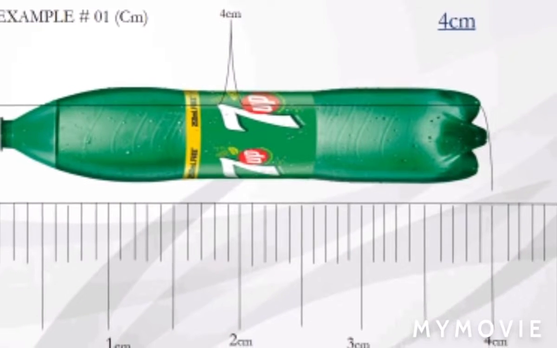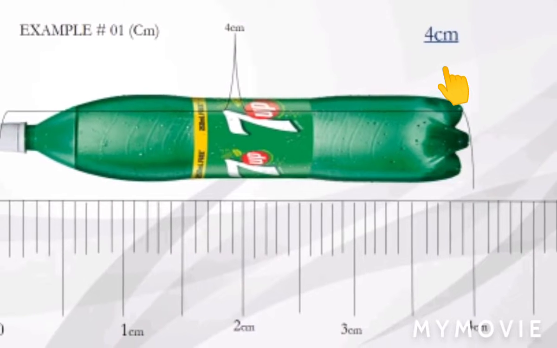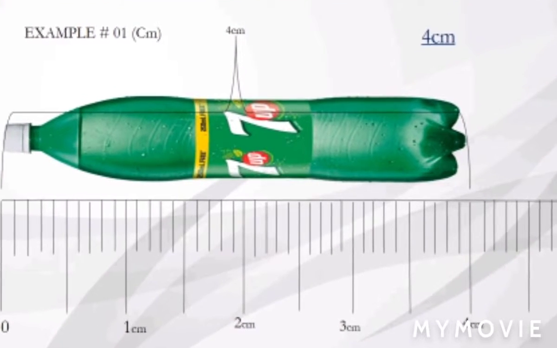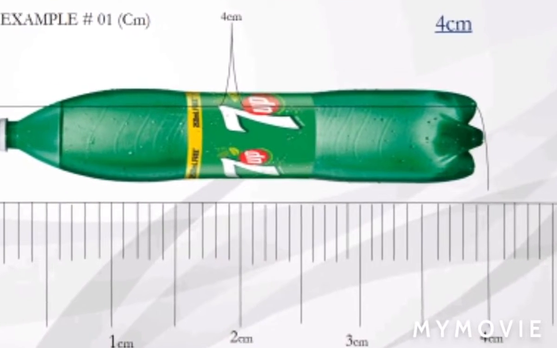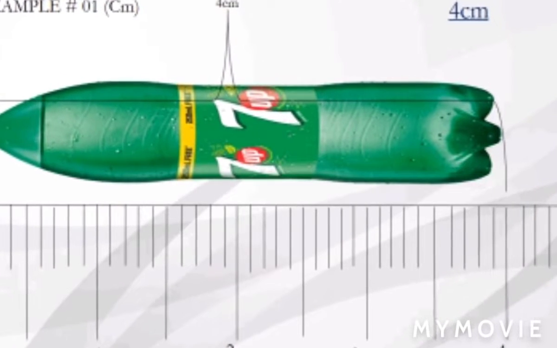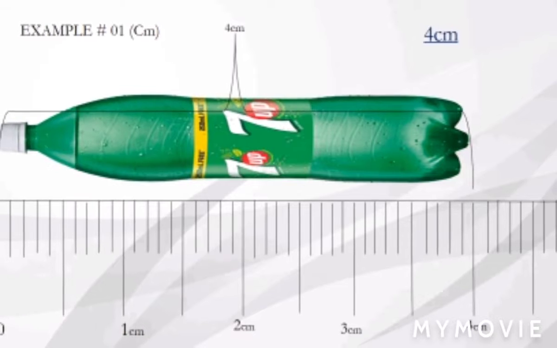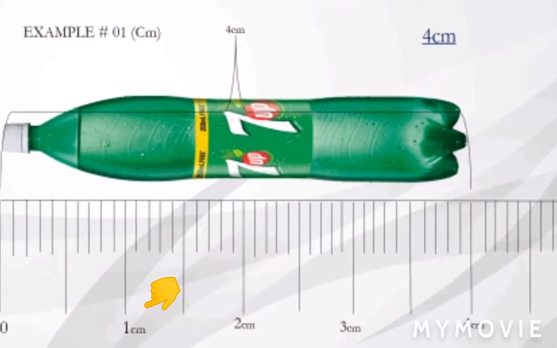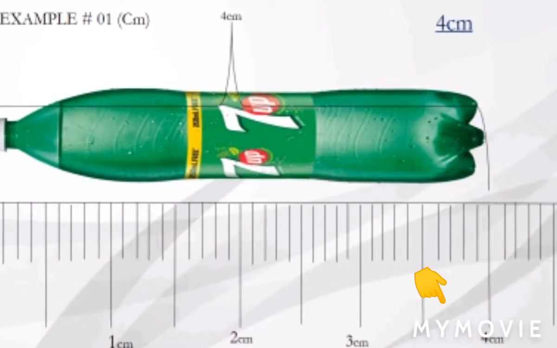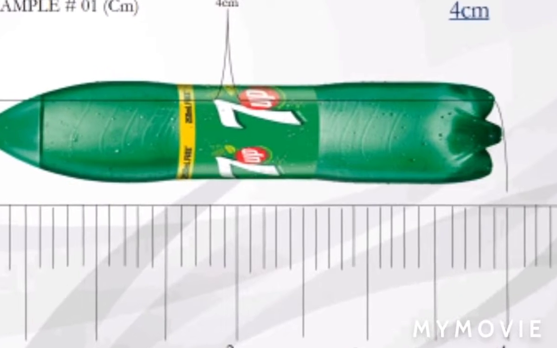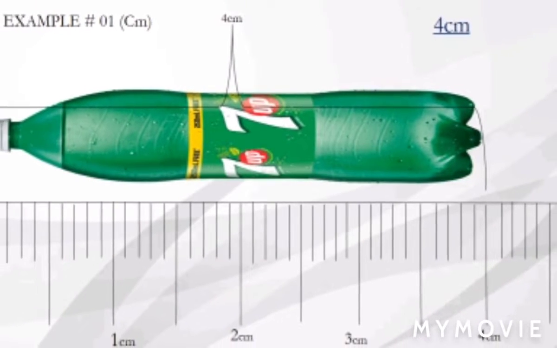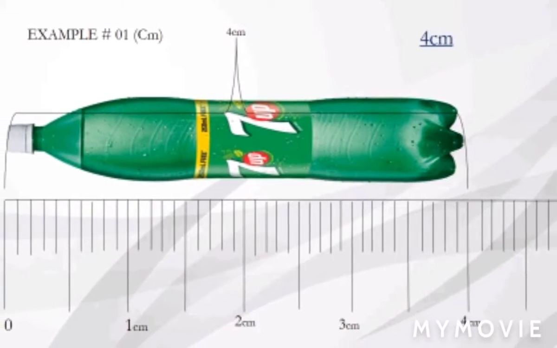You will read it as 4 centimeters. Again, in every distance from 0 to 1, from 1 to 2, that is 1 cm. And in measuring this object, we started from 0 to 1 and it falls on 4. So the length of this object is 4 centimeters.